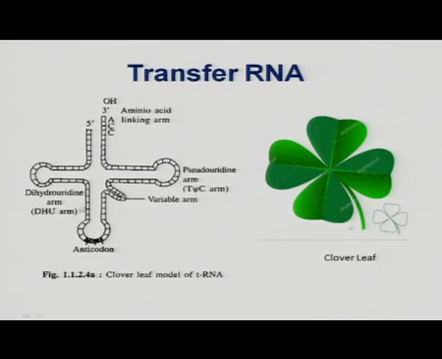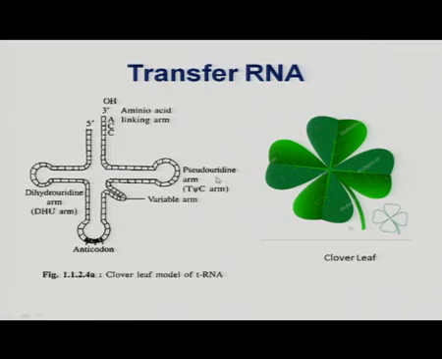Here you can see this particular loop is called the anticodon. This anticodon will bind with the messenger RNA during the protein synthesis and help in formation of protein. This particular loop is called the dihydrouridine loop or arm, which I already explained in my earlier slides. Dihydrouridine is formed because of the addition of 2 hydrogen at the unsaturated bond, and this one is the pseudouridine arm, which I also explained.